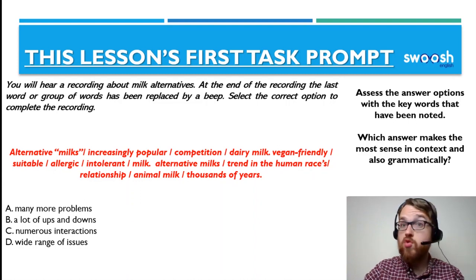Are there any that don't work grammatically? Are there any that don't work well in context? So keep in mind that the answers for this task itself either may not work grammatically or they may not work in context. So it's obviously a good idea for you to assess both of these in your answer analysis when you're selecting your answer.